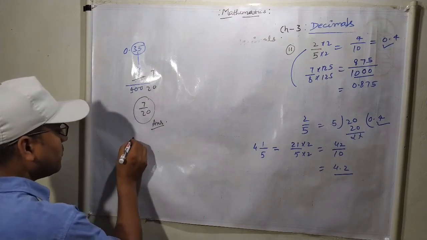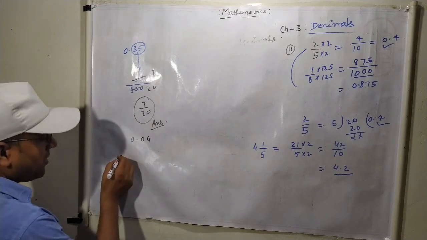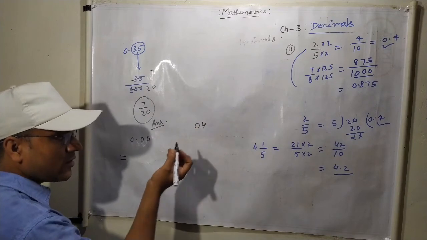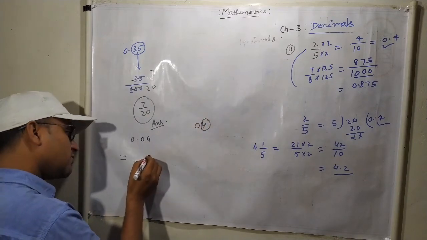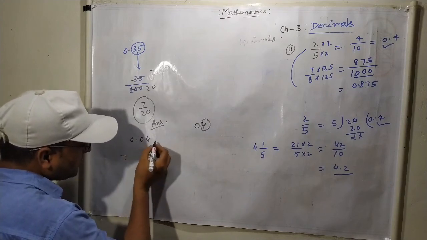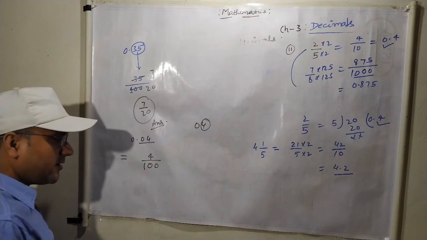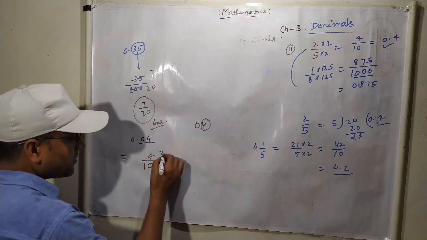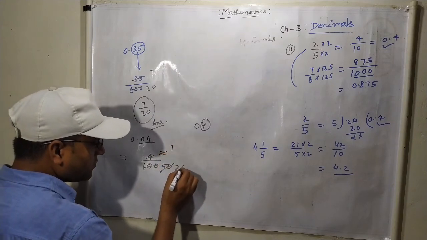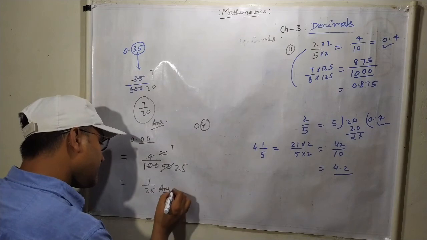Suppose 0.04. I have taken one example. How will you change this one? Write this number: 04 means 4 only, no? So write 4, and the point you suppose as 1, and after the point, how many numbers are there? 2 numbers. So you put two 0s. 4 upon 100, and it is cancelled by 2. 2 2s are 4, 2 50s are 100. Again it is cancelled by 2. 2 1s are 2, 2 25s are 50. So your answer is 1 upon 25.